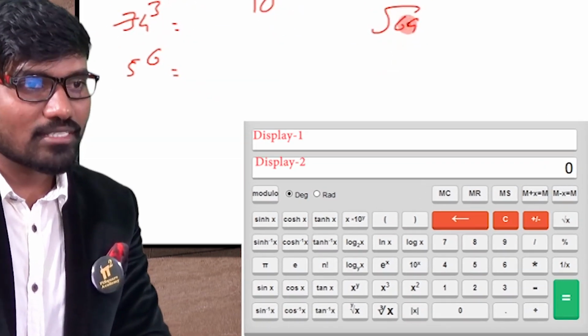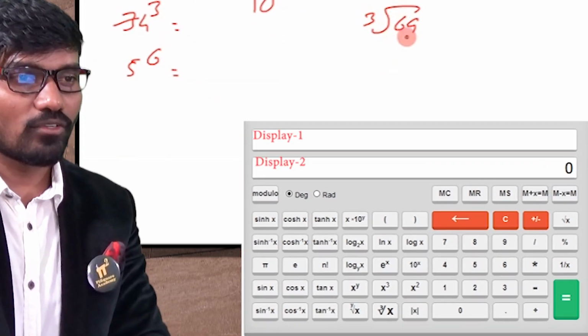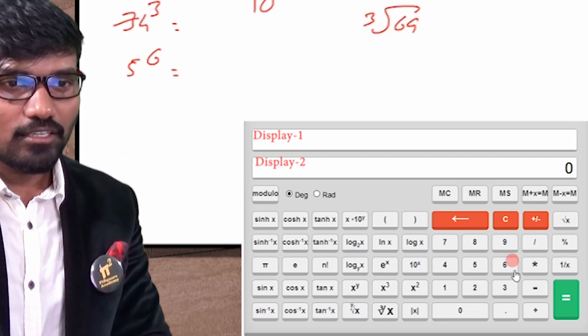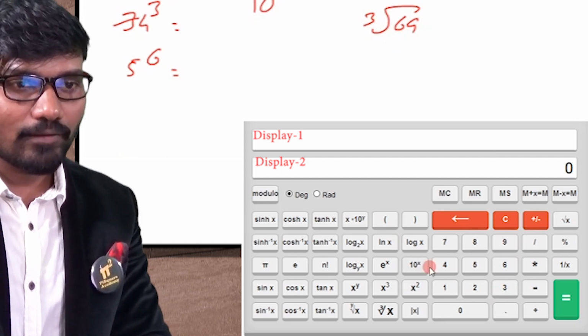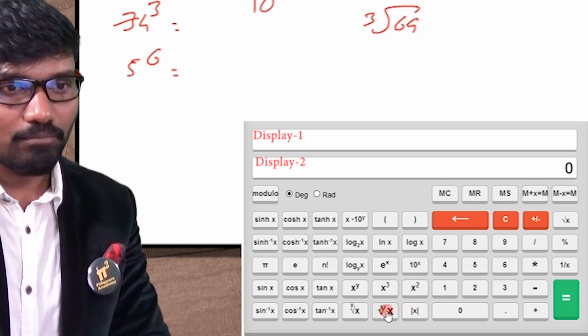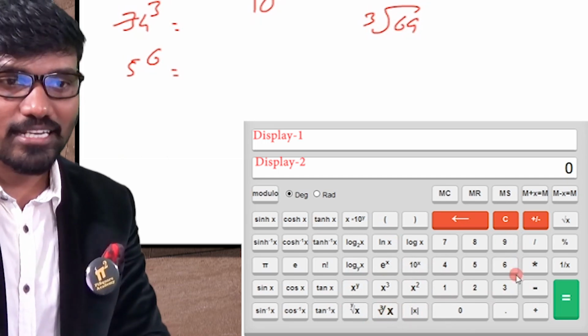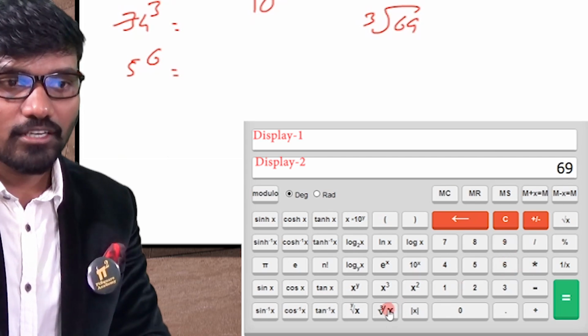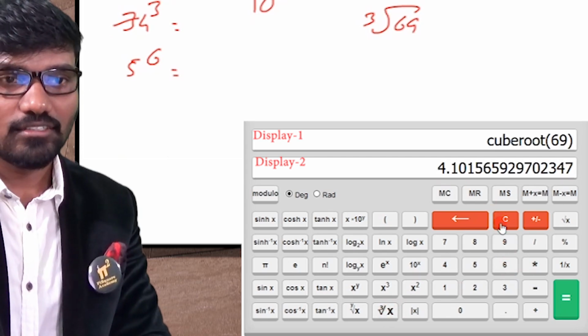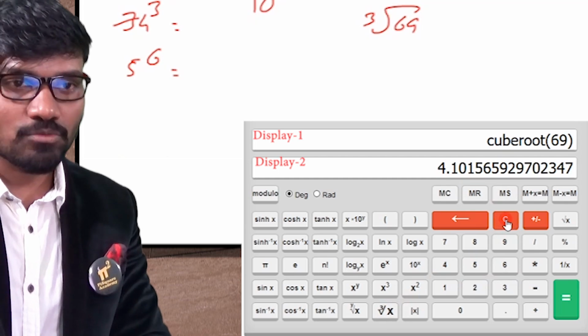The square root of 69. Let's go for the cube root. Okay, y square root again. So cube root, do we have a cube root directly? Yeah, here cube root is there. So again x first, always x first, 69, cube root, that's it. Okay, this is the answer. Let's go for the next one.